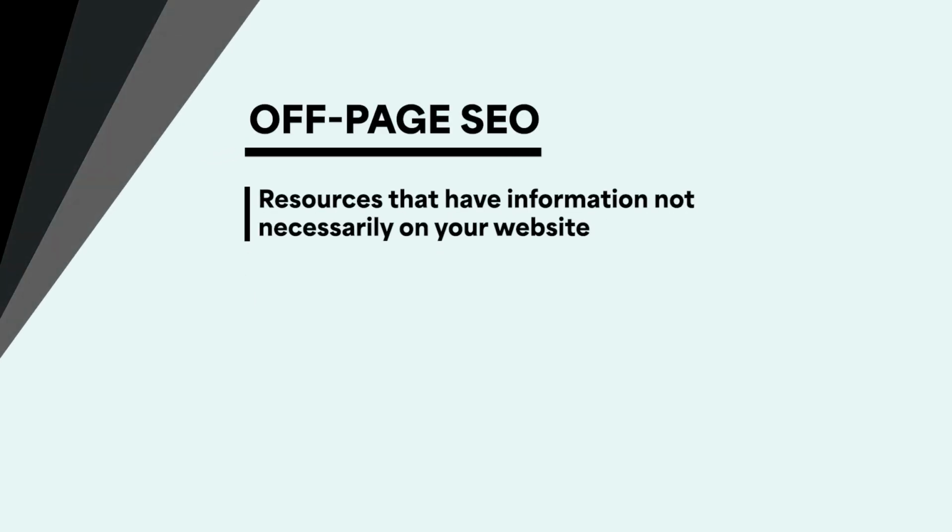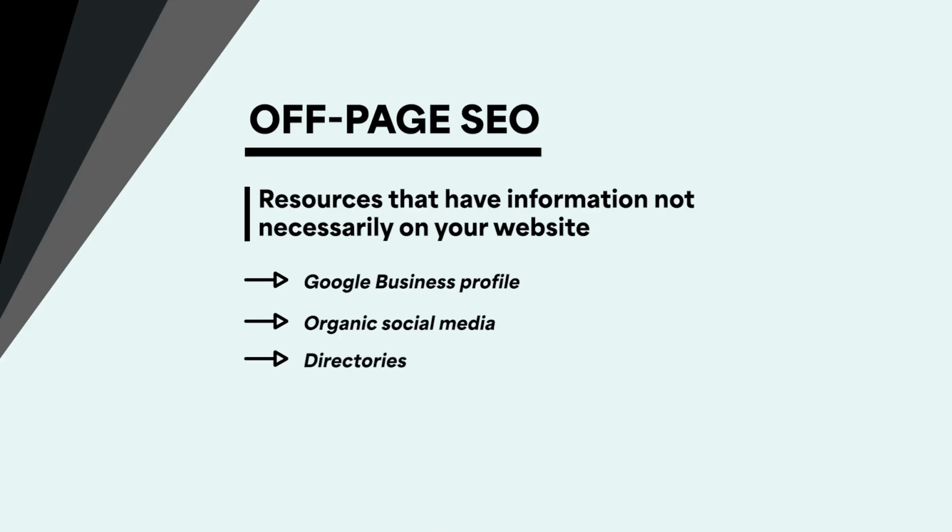Off-page. These are resources that have information that is not necessarily on your website. Some examples are your Google business profile, your organic social, directories. You want to make sure that these are optimized and that people are engaging with you on your off-page resources.